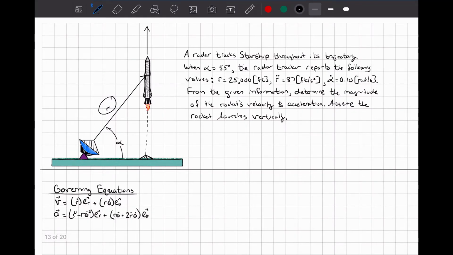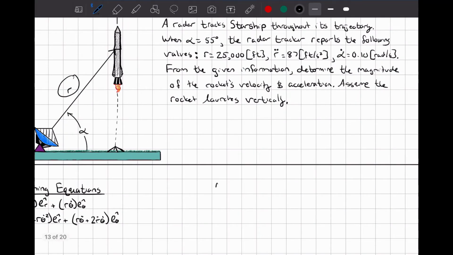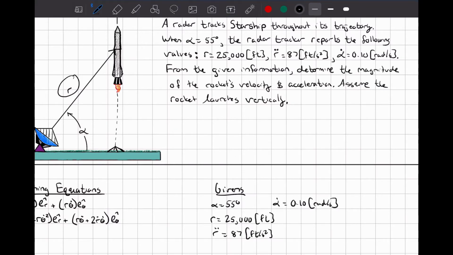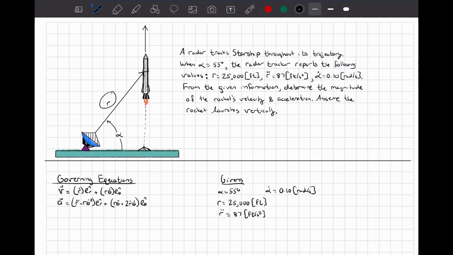So as normally, I like to just write out my givens and everything I know. So we'll do that real quick. So we know alpha is 55 degrees, R is 25,000 feet. We know R double dot, which is 87 feet per second squared. And we also know alpha dot is 0.1 radians per second. Okay? And so what we want is the overall magnitude of the rocket's velocity and acceleration.